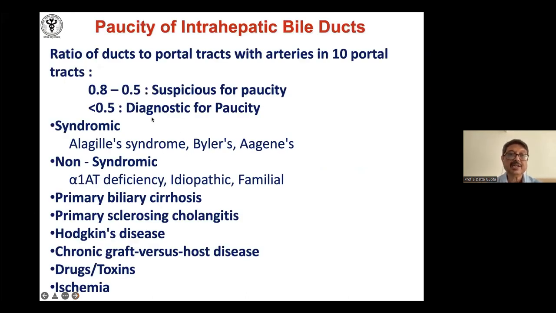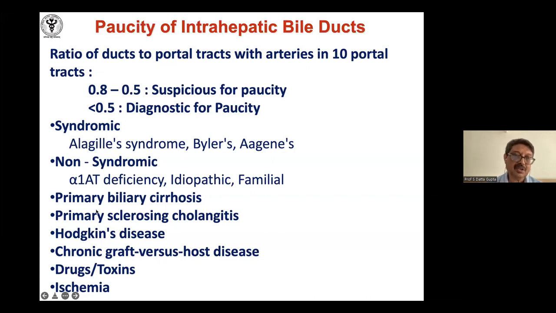Normally, if you find arteries, the bile ducts are seen in the ratio of about 0.8 bile ducts to portal tracts. If it is less than 0.5, it is diagnostic for paucity. Between 0.8 and 0.5, it is suspicious for paucity.